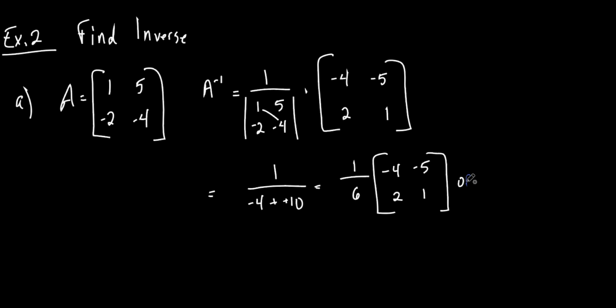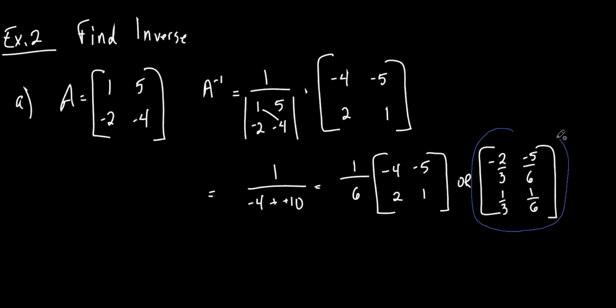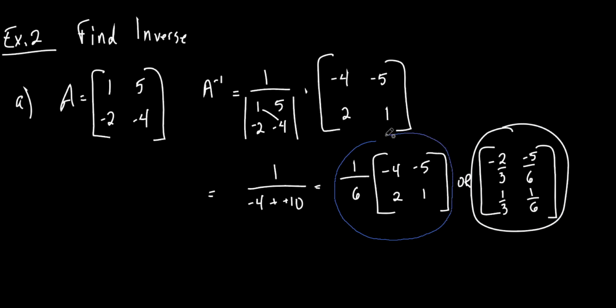Or you could multiply everything by that 1/6. So it's going to be what? -4 over 6. Reduce it. -2/3, correct? What's this? -5 over 6. Well, you can't reduce that, so you keep it -5 over 6. What's this one? 2 over 6, which is 1/3. And then this would be 1 over 6. So this is how you would get it just to be one matrix. But again, they allowed you to keep that 1/6 out in front.